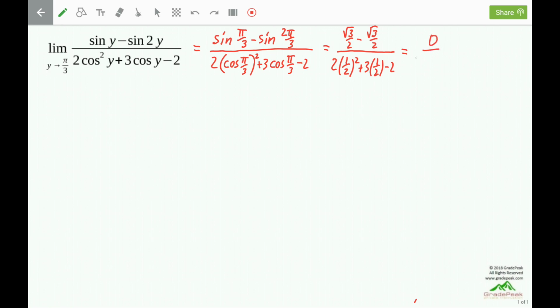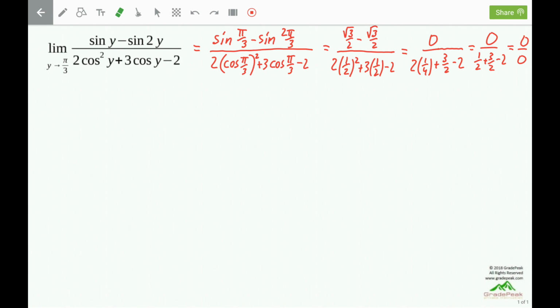In the denominator, we will have 2 times 1/2 squared, which is 1/4, plus 3 times 1/2, which is 3/2, and then minus 2. 2 times 1/4 is 2 over 4, or 1/2, plus 3 over 2, minus 2. 1/2 plus 3/2 is 4/2, or 2, minus 2. And we're ending up with the 0 over 0 indeterminate form.